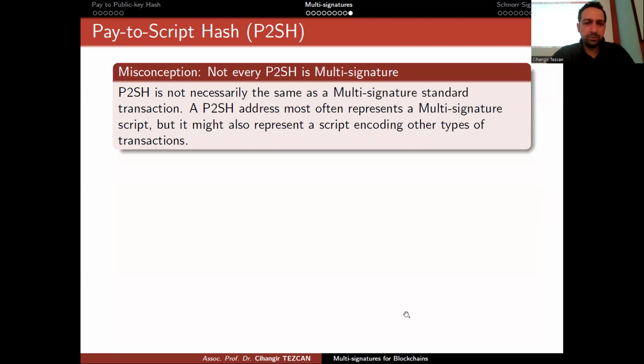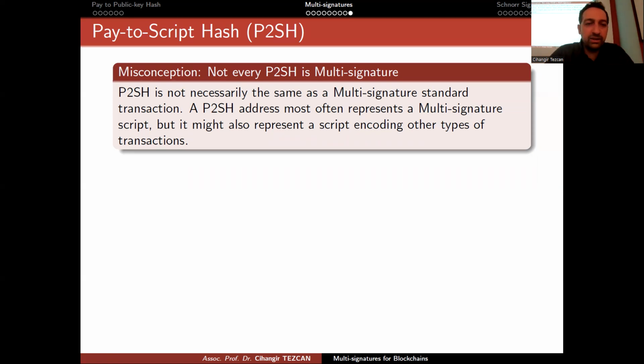So let me finish this slide with some misconceptions and some warnings. Not every pay-to-script hash is multi-signature, okay? Because with pay-to-script hash, you are paying to a hash of a script. You don't know what the script consists of, right? But if it is a multi-signature script, then yes, it is a multi-signature, but not always.